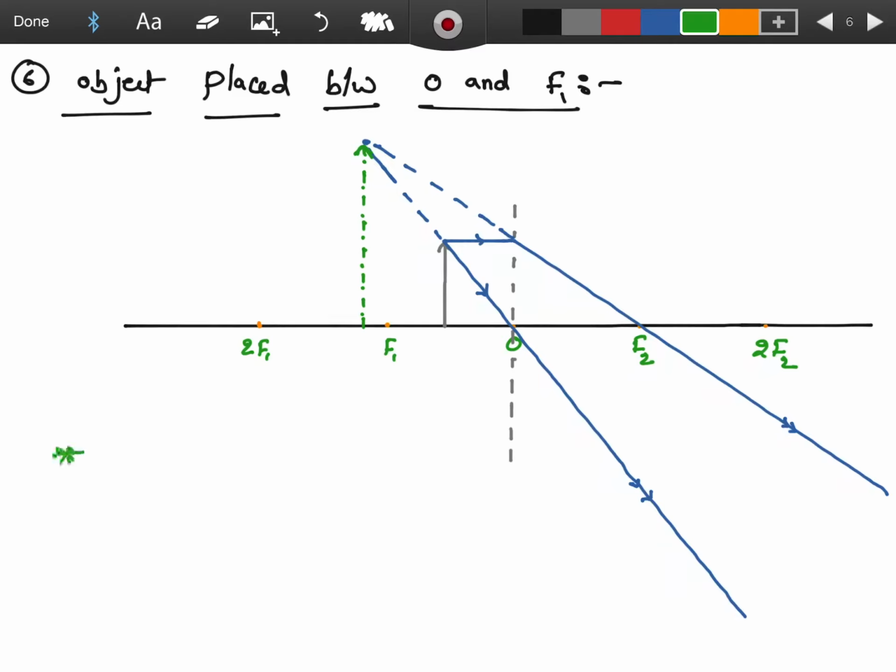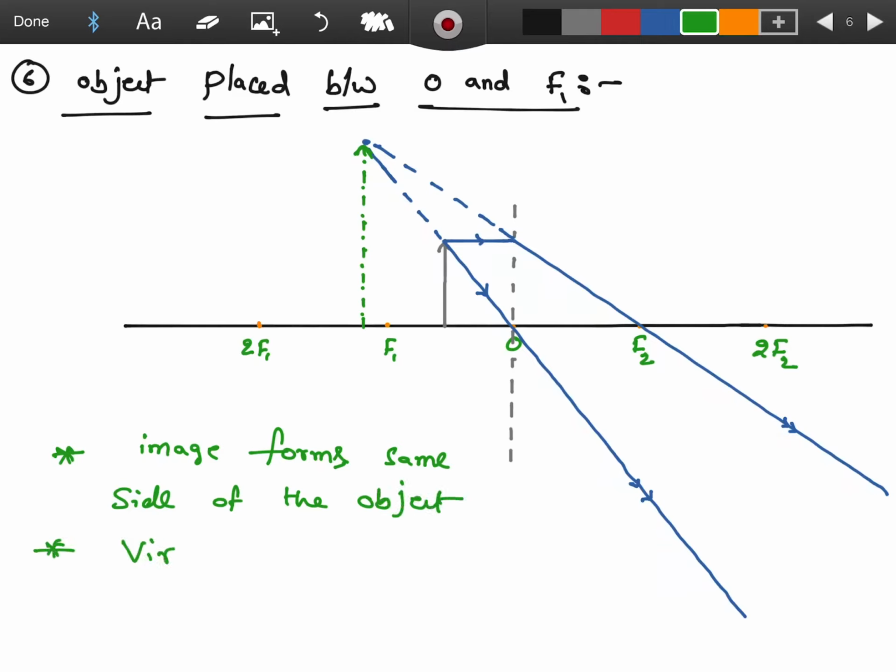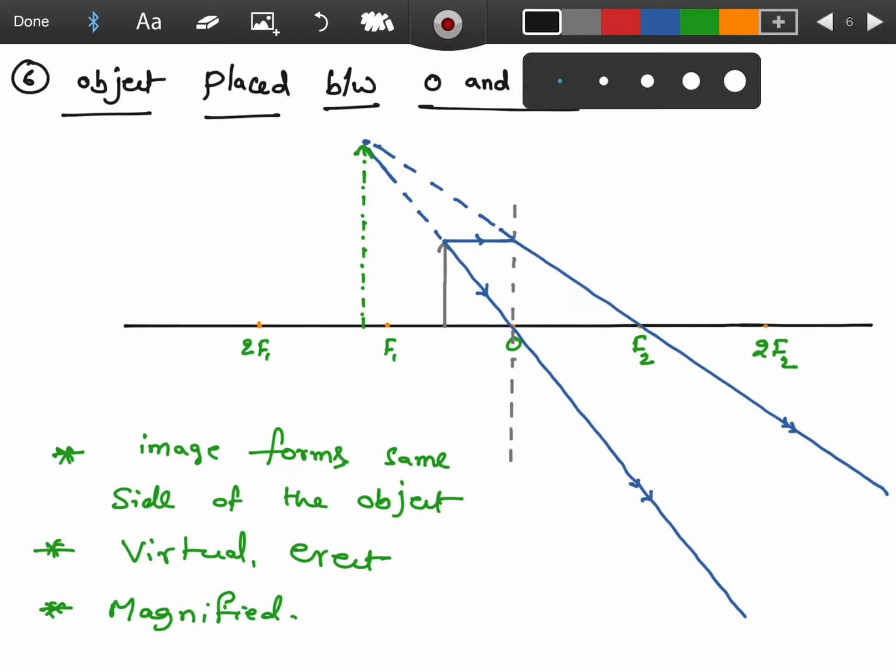See here, write the nature. Position of the image: it forms on the same side of the object. It's virtual and erect; virtual images are erect. And what about the size? It is magnified. Size is magnified.